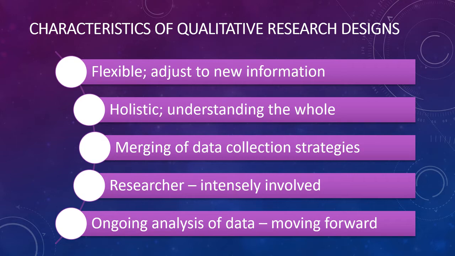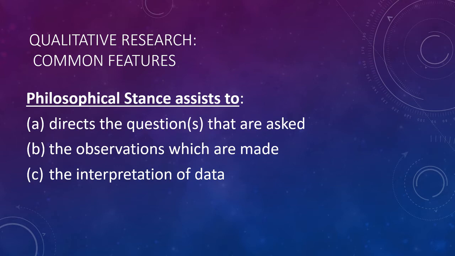So some of the common features is the philosophical stance. When you say philosophical stance, it directs the questions that are asked. It's always good to be able to identify what is your philosophical stance, which I will talk about more later on, because it directs the question that you're asking. And then it also directs how you will make your observation and how you would interpret your data. The philosophy that comes with a research method or the research tradition that you've chosen will always be at the back of your mind when you know your research question, when you do your data collection, and when you analyze your data.